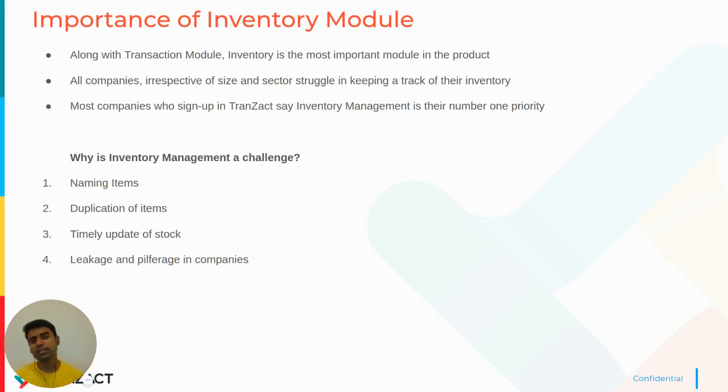Then one of the biggest issues is that people typically don't update the stock of these items in the system on a real-time basis. They will issue material from the store and then forget to update the quantity. So this also creates a lot of discrepancies. And finally, there is an issue of leakage and pilferage in these companies. People might throw away material which can still be used, or there can be cases where theft is there. All these things also create a lot of challenge for companies to manage inventory.